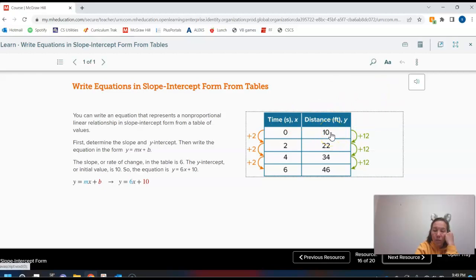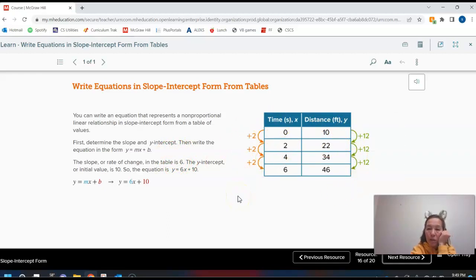So we did this before where we find the change in the y. We're going up 12 each time. Here we're going up 2 each time. So the change in the y is 12 over the change in the x, which is 2, and 12 over 2 is 6. So the slope is 6. So we talked about finding the slope from a table in a previous section.